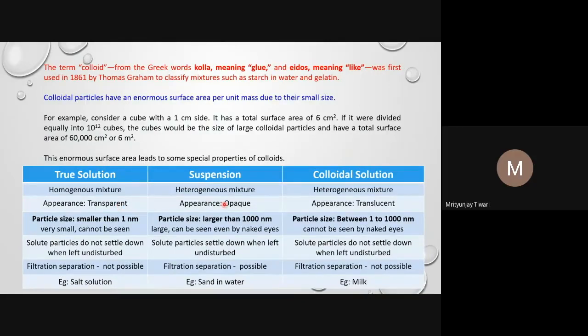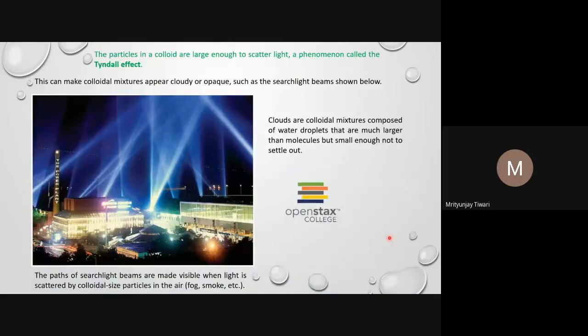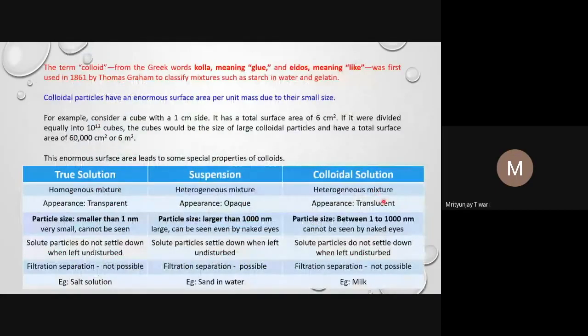However, suspensions, we know, are opaque, as you can see with mud, and colloidal solutions are translucent, and they are also close to water. Okay. So now, if you look at the particle size in a true solution, it is much smaller, and as I said, it should be smaller than 1 nanometer.